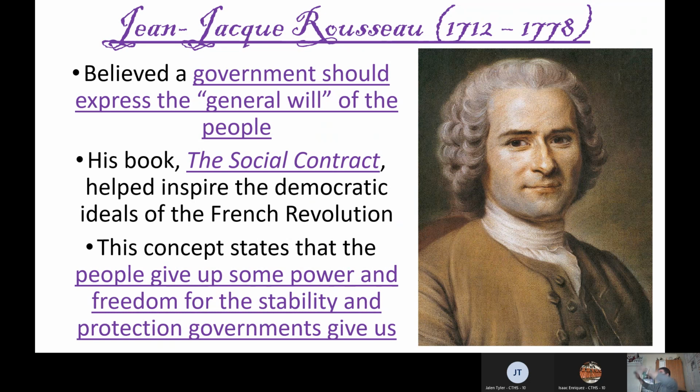We can't just do whatever the heck we want. We got to follow laws. But we do that for the order and the stability and the protection that governments provide. But again, if they're not doing that, if they're abusing their powers, if they're taking away our unalienable rights, well, then they're not expressing the general will of the people, and they need to be replaced.